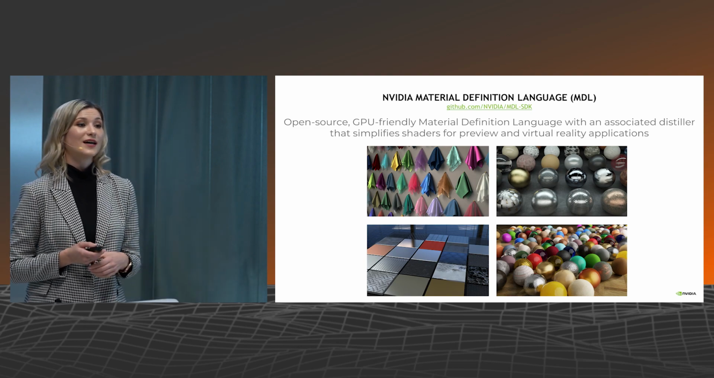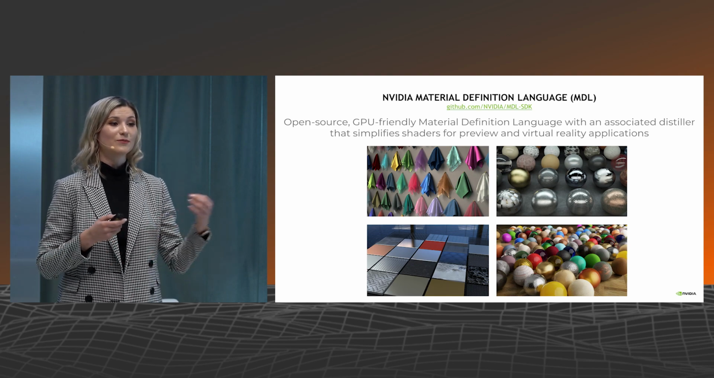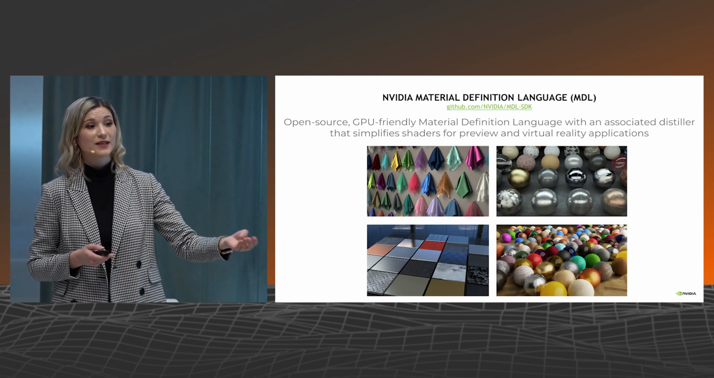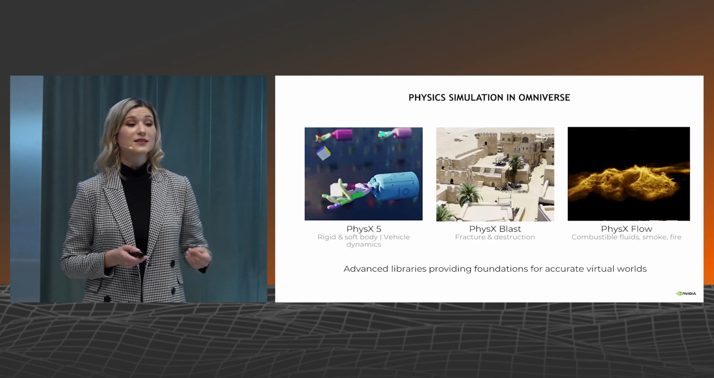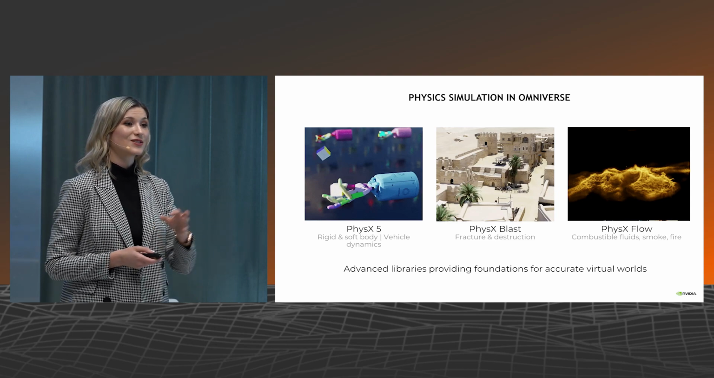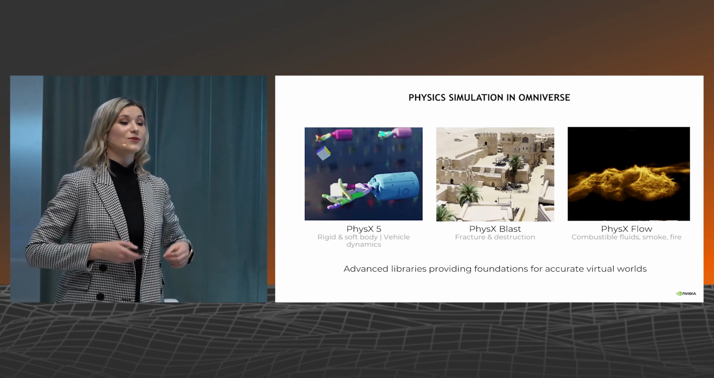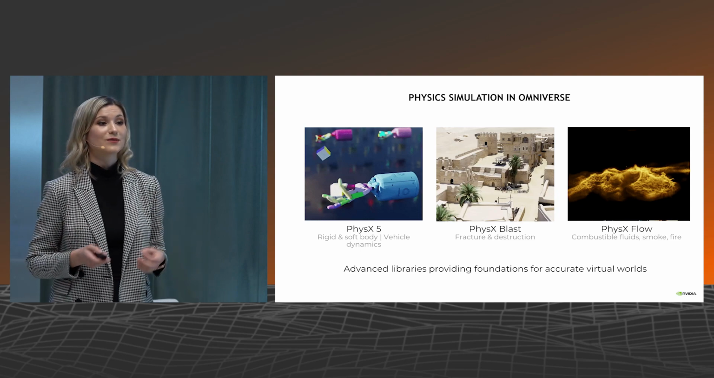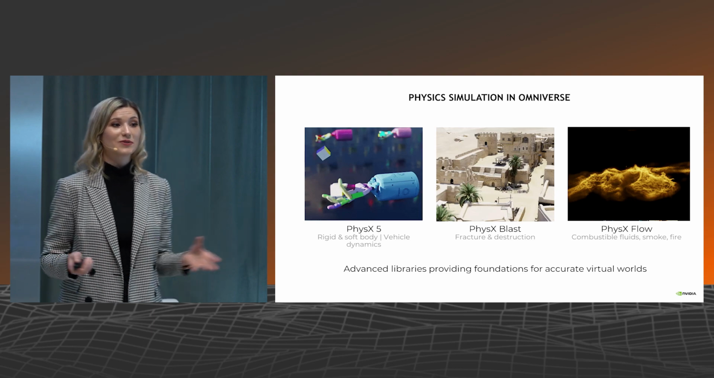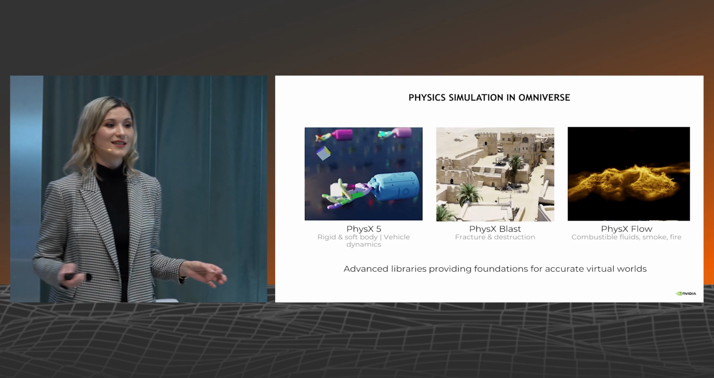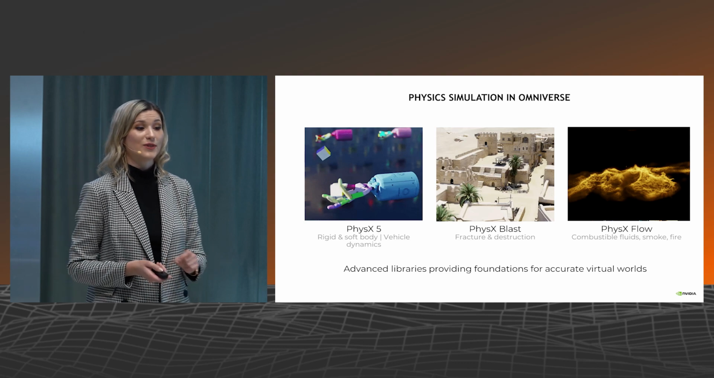On top of that, we have physics simulation. By physics simulation, we mean things such as PhysX for rigid and soft body and vehicle dynamics. We have Physics Blast to simulate fracture and destruction, as I'm showing you in the video in the middle. And we have Physics Flow to generate highly realistic combustible fluids, smoke, and fire. With all these tools in place, you can basically create movie-like scenes, and you can simulate all kinds of environments in a very realistic way.